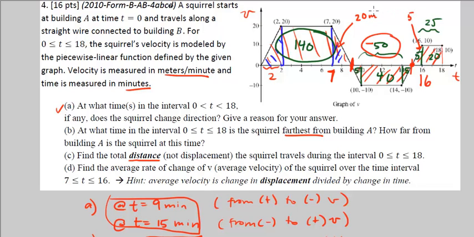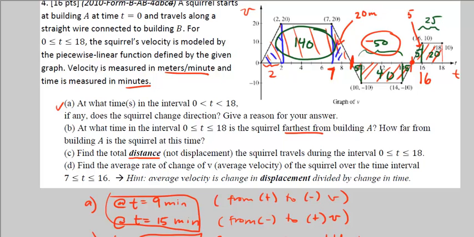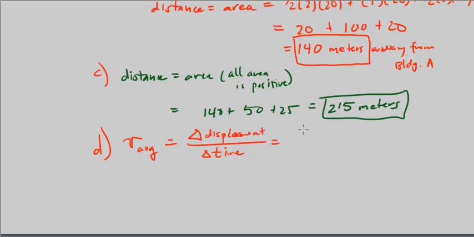So he travels a total of 20 meters to the right toward building B, 50 meters back, and 5 meters back to the right again. So he goes 20 to the right, 50 left, 5 right. So that's just going to be 20 to the right plus negative 50 to the left plus 5 back. That's the displacement now. And divided by the time, we know we're going from 7 to 16 minutes. So that's 16 minus 7 minutes. 20 minus 50 plus 5 is 25. Sorry, negative 25. And that's over 9, right?